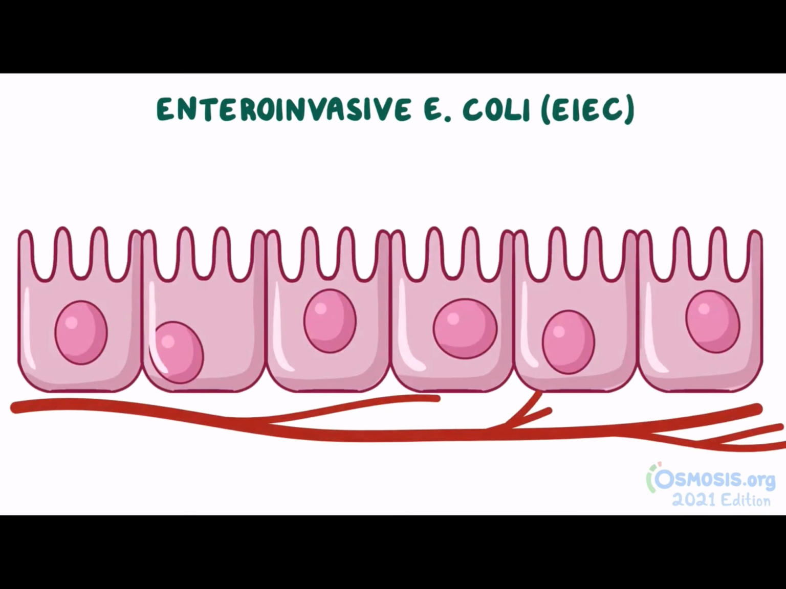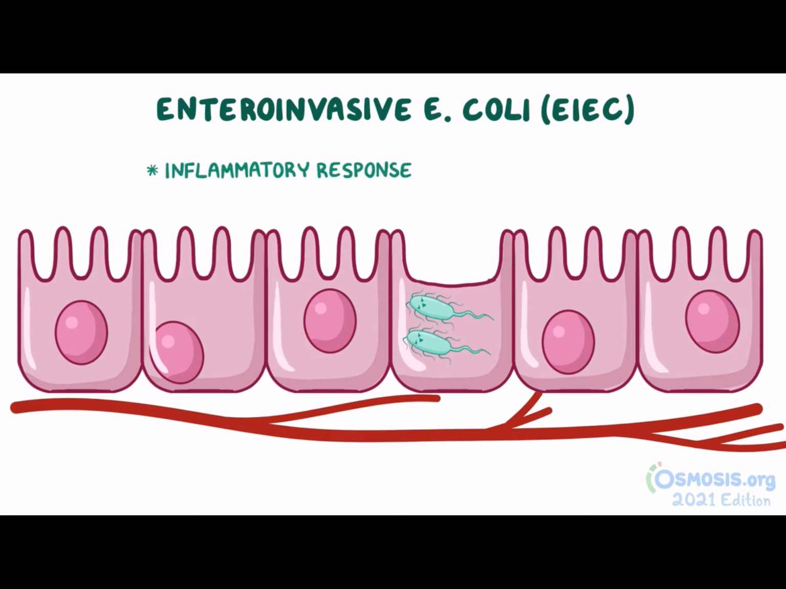In contrast, enteroinvasive E. coli, or EIEC, attaches to the intestinal epithelium, and then it mechanically destroys and invades the intestinal epithelial cells and multiplies intracellularly. This triggers a widespread destructive inflammatory response in the intestines that may result in bloody diarrhea.